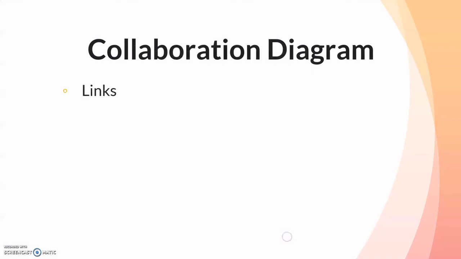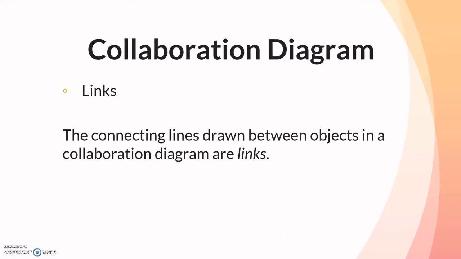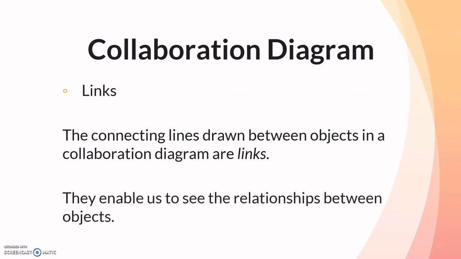Links, the connecting lines drawn between objects in a collaboration diagram, are known as links. They enable us to see the relationship between objects. So each link represents a relationship between objects and symbolizes the ability of objects to send messages to each other. A single link can support one or more messages sent between objects. So here only a single link is used, but a single link can represent one or more messages. If an object sends messages to itself, the link carrying these messages is represented as a loop.